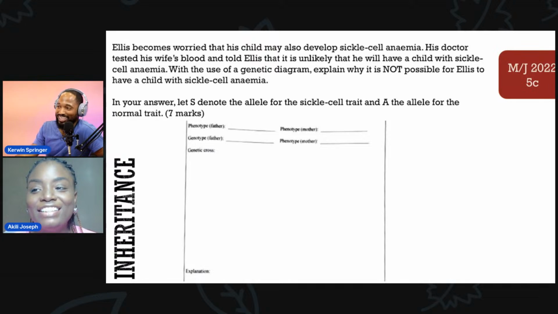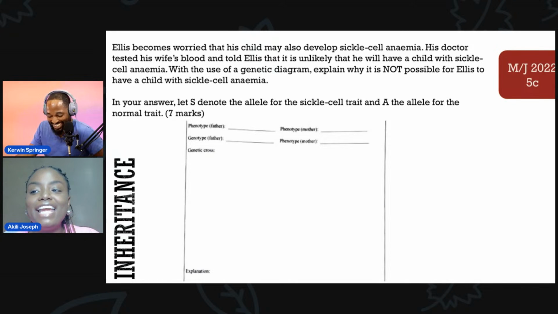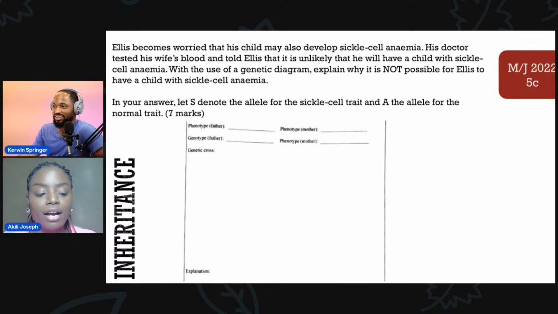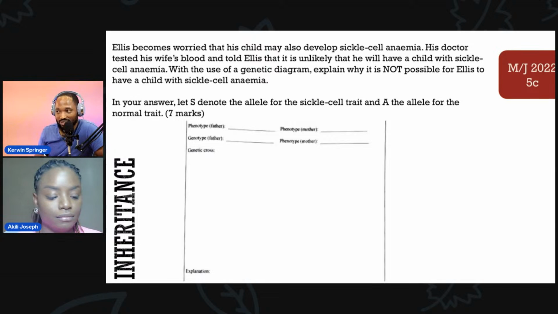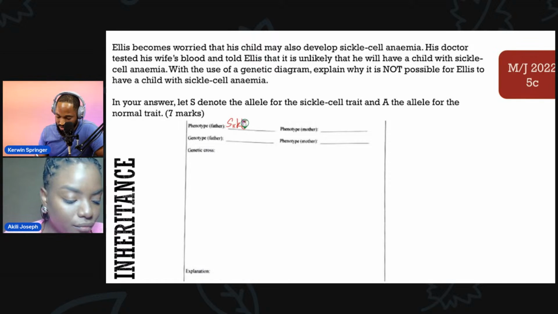What is phenotype? So phenotype is the external manifestation, or how the father presents. We're talking about sickle cell anemia here, so the phenotype is going to be based on whether the person has sickle cell anemia or not. I know the phenotype for the father is that he has it, but what do I write? Do I write S? I'll write sickle cell anemia, because the S coding is when you start talking about the alleles. Okay, so sickle cell anemia.